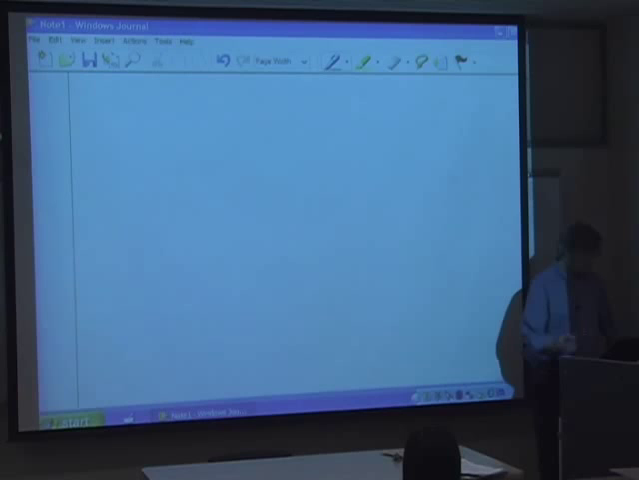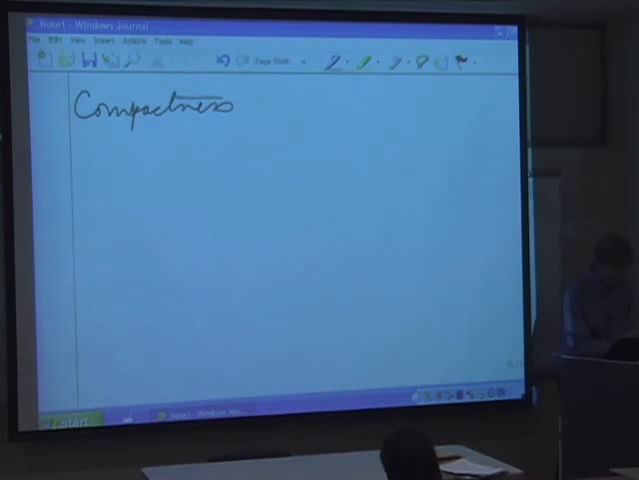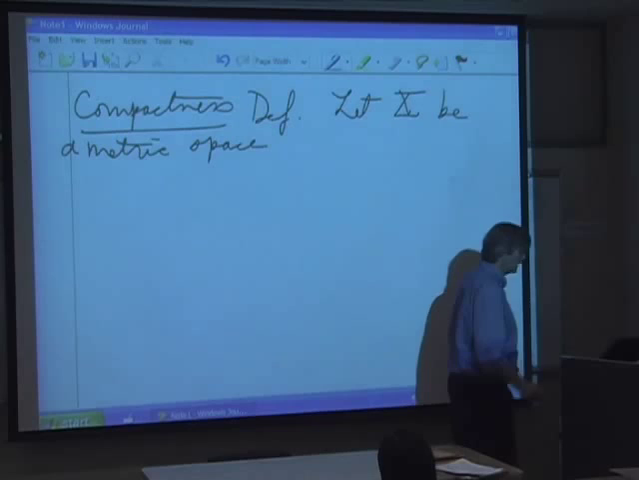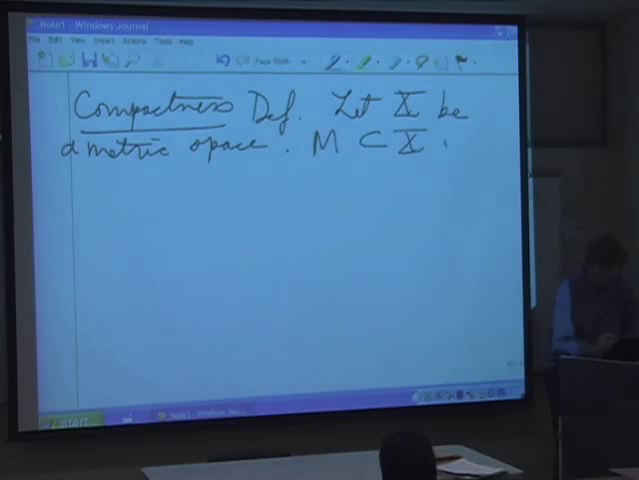Okay. So compactness. Definition. Let X be a metric space. So I'm going to generalize slightly here to a metric space. So I have the distance, and it's not necessarily given by a norm. And then M, a subset of X, is compact.